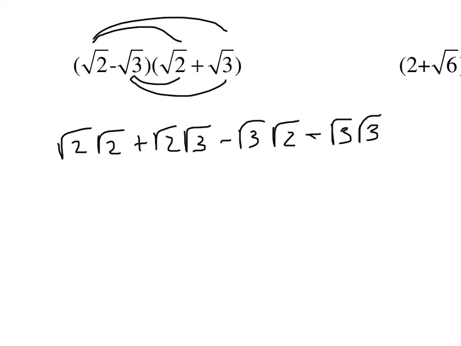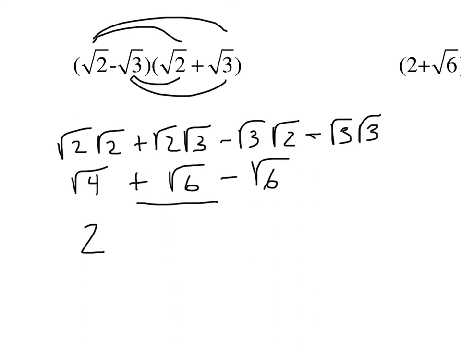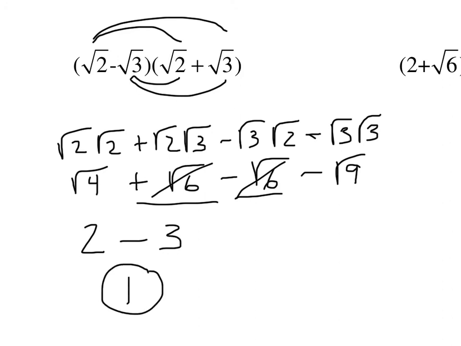So square root of 2 times square root of 2 is the square root of 4. Square root of 4 is 2. Square root of 2 times square root of 3 is the square root of 6. Minus square root of 3 times square root of 2, square root of 6. Look at those. Plus square root of 6, minus square root of 6. Those guys cancel each other out. Minus the square root of 9. The square root of 9 is 3, so it's minus 3. So our final answer is 1.